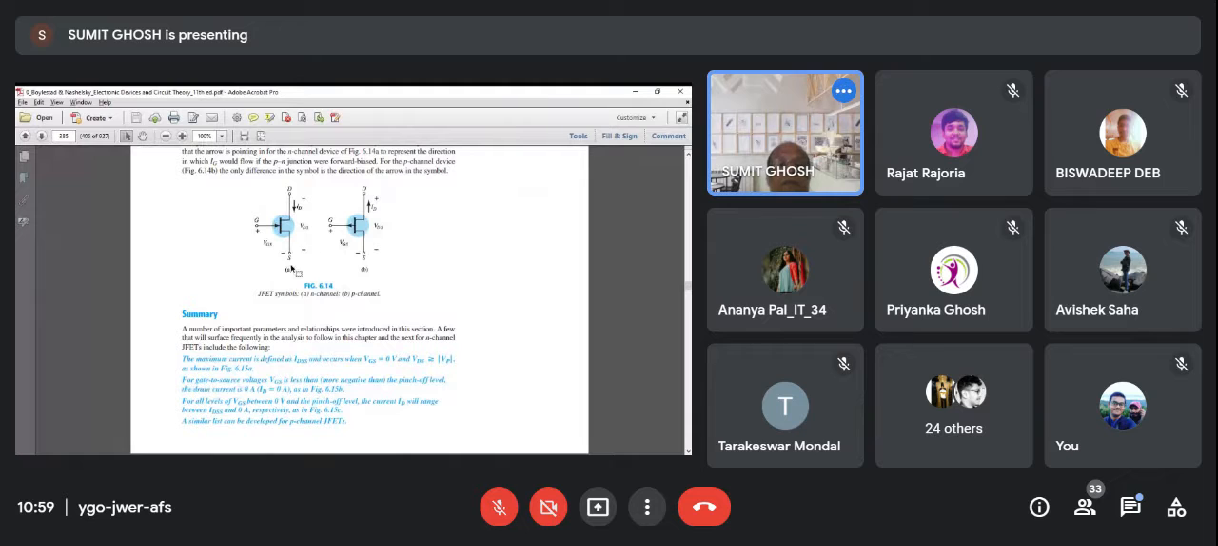See, this is the JFET symbol. What difference do we have here? What is the difference in the symbols we have? Here is an extra line on the right side. Okay, come again. The gate is indicated on the right side.